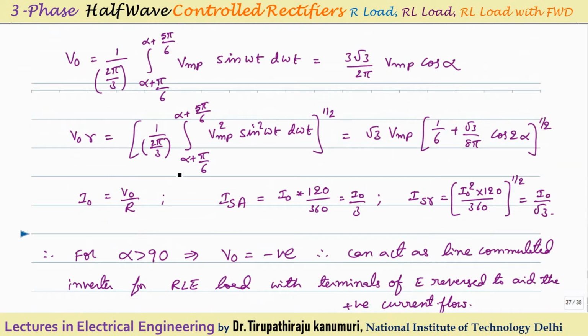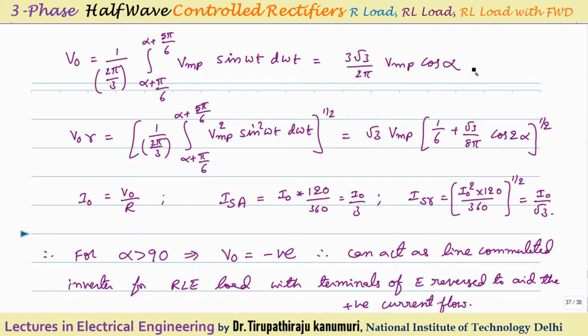So let us try to derive the equation for the output voltage. Out of 2 pi by 3, that means 120 degrees, it is conducting for 120 degrees from alpha plus pi by 6 to alpha plus 5 pi by 6. That means alpha plus 30 to alpha plus 150, depending on the value of alpha. If you substitute it, you will get 3 root 3 by 2 pi into VMP into cos alpha. Here you can observe that as the value of alpha is increasing, automatically the output voltage goes on decreasing, and when alpha is equal to 90 degrees, your output voltage will be equal to 0 because cos 90 is equal to 0. Agree with me?